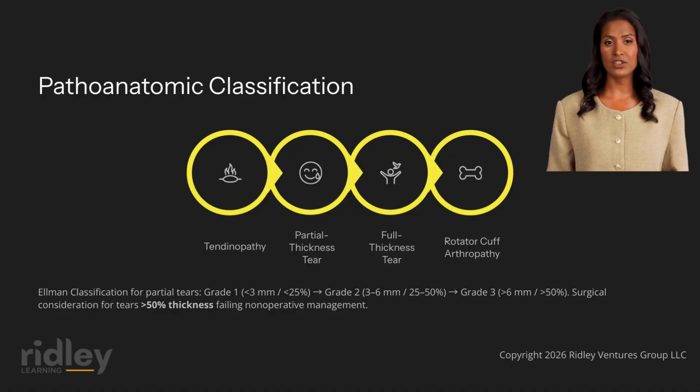Chronic full-thickness tears may be associated with tendon retraction, muscle atrophy, and fatty infiltration, all of which carry prognostic significance for surgical outcomes. The spectrum of rotator cuff disease, in order of increasing severity, includes tendinopathy, partial thickness tears, full thickness tears, and rotator cuff tear arthropathy, which is a chronic tear leading to superior humeral head migration and secondary glenohumeral arthritis.